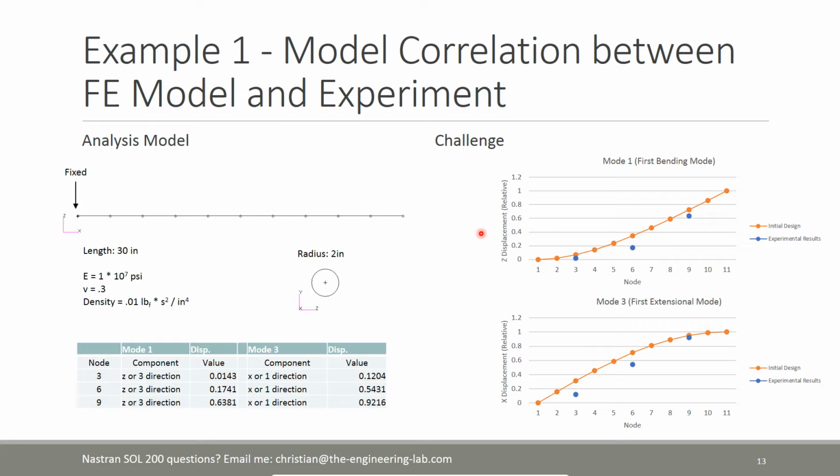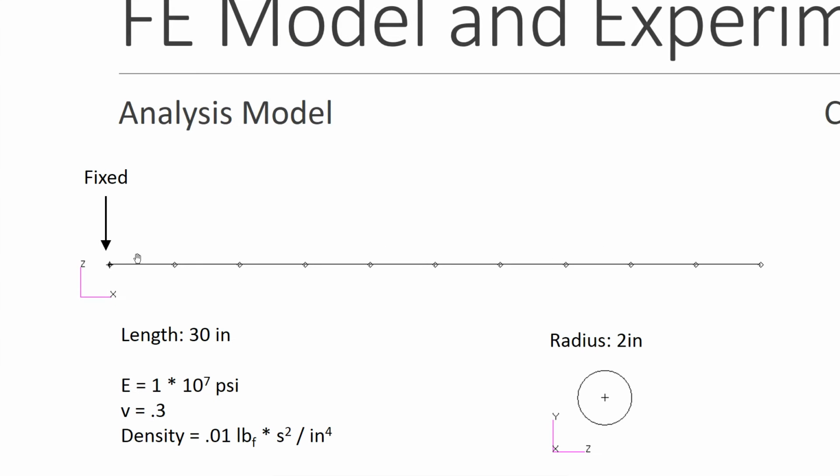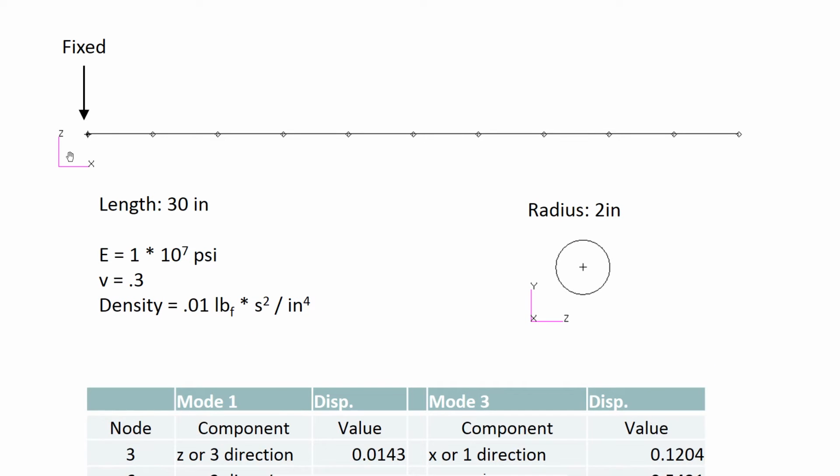This is a model correlation example. There are other names for this. It could be system identification or experimental correlation. There are so many names for this, but here's the basic idea. Here, if you can see this horizontal line, this is a rod fixed on one end and free on the other end. We have the length of the rod as 30 inches, a cross-sectional radius of 2 inches, and we are performing a modes analysis.